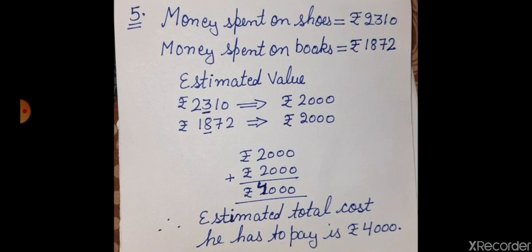This is the whole sum: money spent on shoes, money spent on books, estimated value. After estimation, both the values become 2000 and 2000, and the total amount became 4000. So the estimated value he has to pay is rupees 4000. Clear?